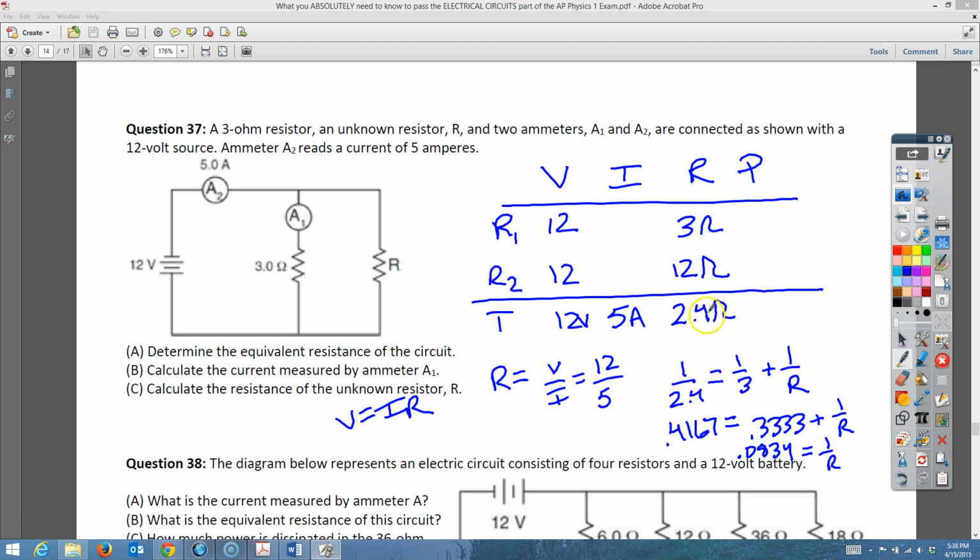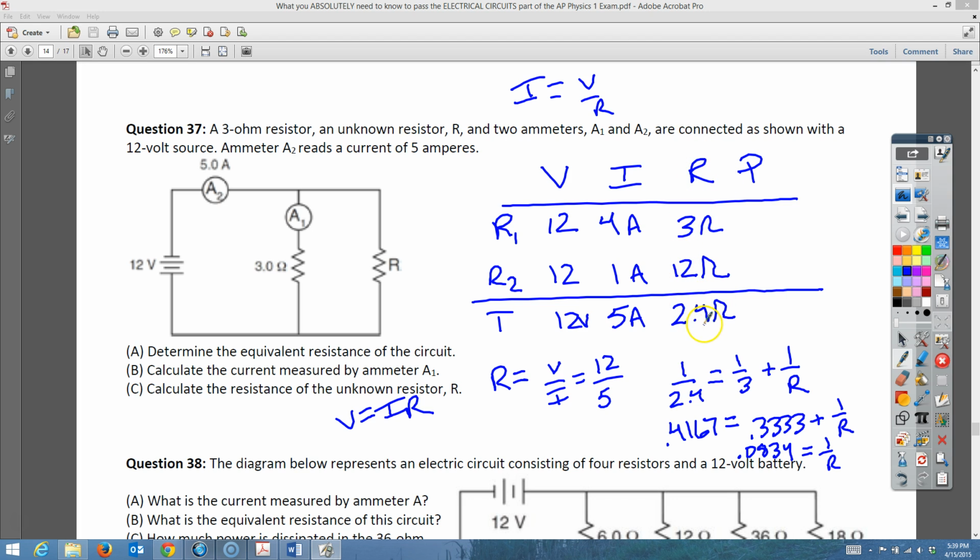Now that we know those, we can go back and we can find the current in each one of these. So to find the current, remember V is equal to IR, so I is equal to V over R. So 12 divided by 3 would give us 4 amps, and 12 divided by 12 would give us 1 amp. So these are each 1 amp. Remember the voltage is the same.